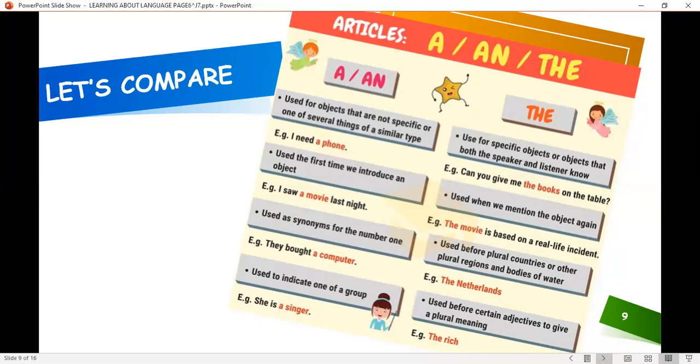A and an are used to indicate one of a group. For example, she is a singer, while the is used before certain adjectives to give a plural meaning. For example, the rich. Now, after this comparison, you must know where to add a and an and the.